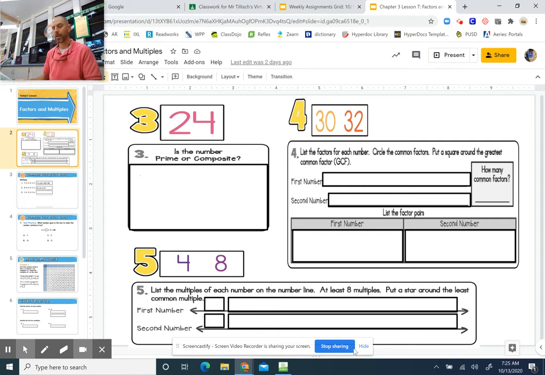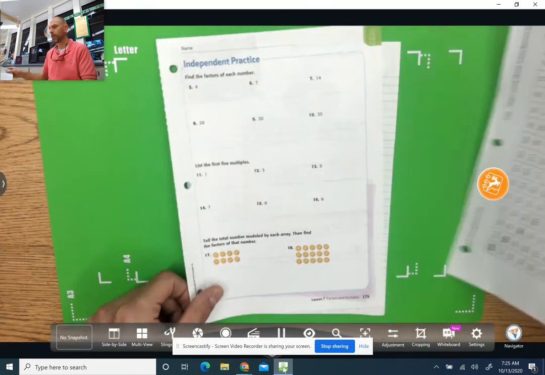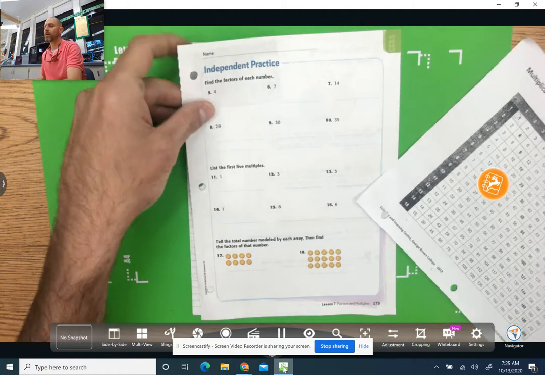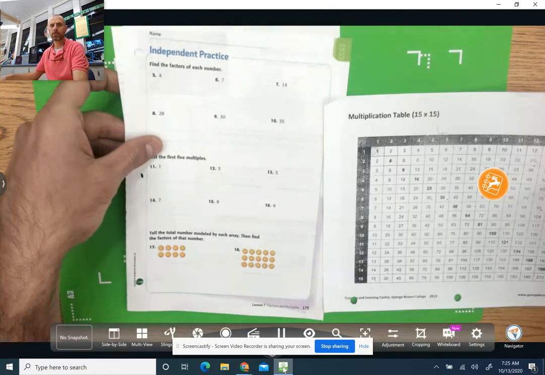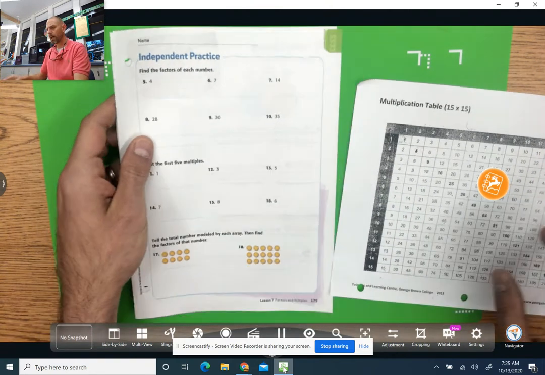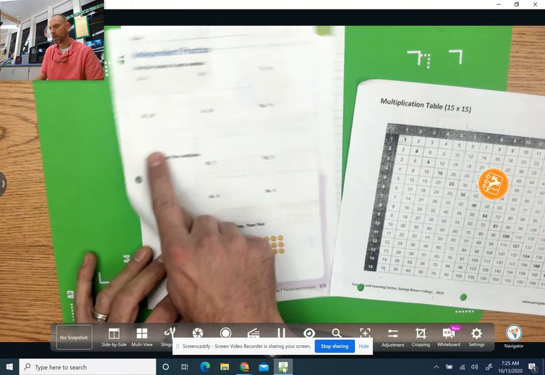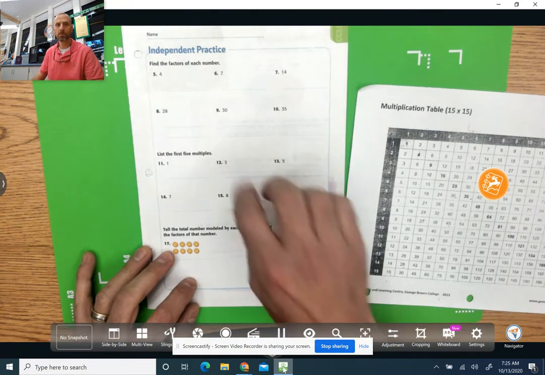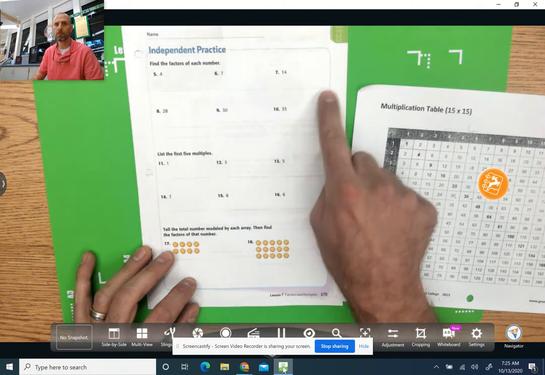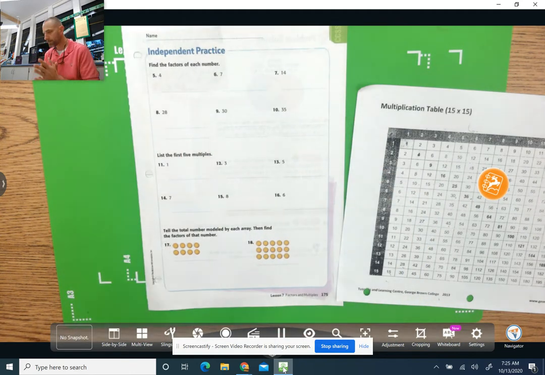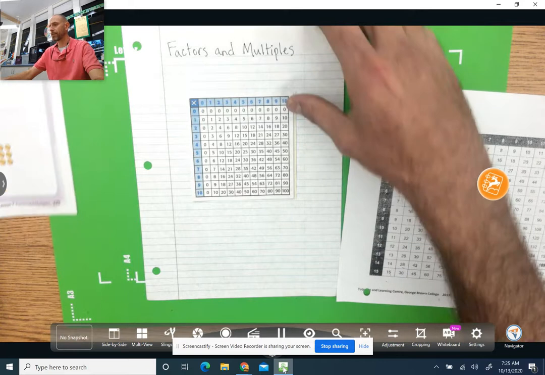So as I said, page 175 and your multiplication table will be what you need from your binder for this lesson. Okay. We are going to list the multiples, all 6 of these problems, and the factors of these problems here. All right, so factors, right?